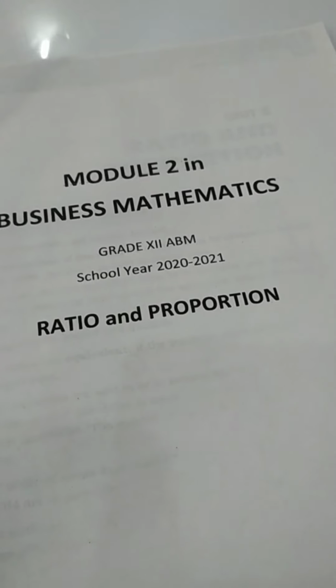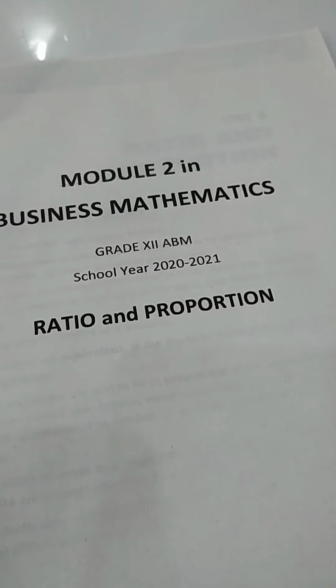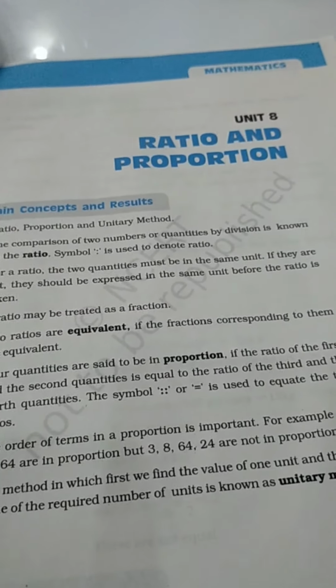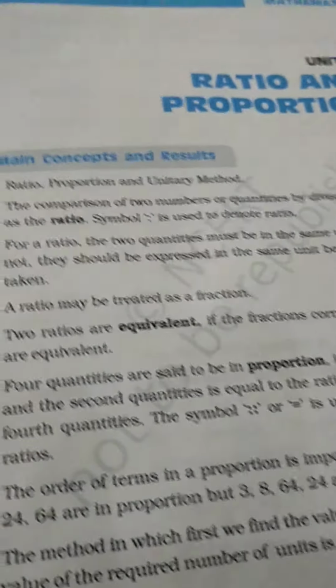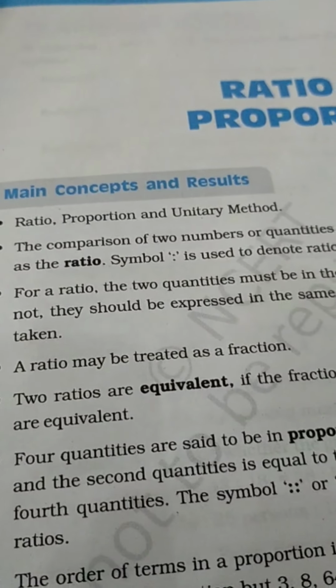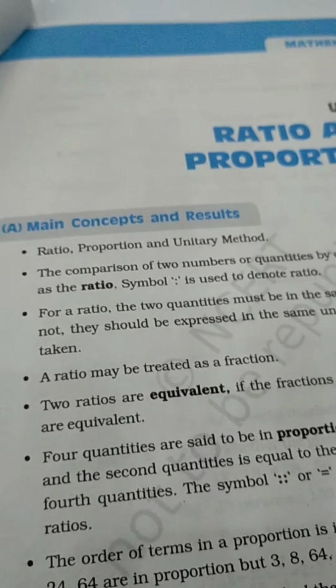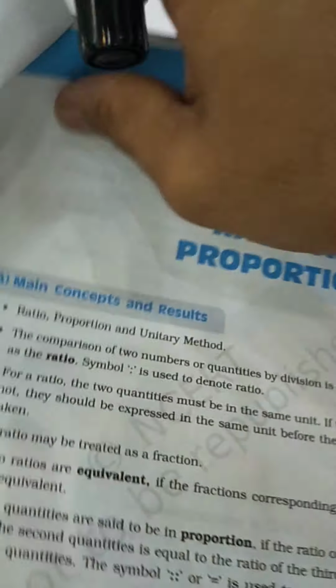So sa ngayon siguro ay natanggap nyo na yung inyong mga modules. So buksan natin. So we have here ratio and proportion. Una, the comparison of two numbers or quantities by division is known as the ratio. Symbol, double dot.